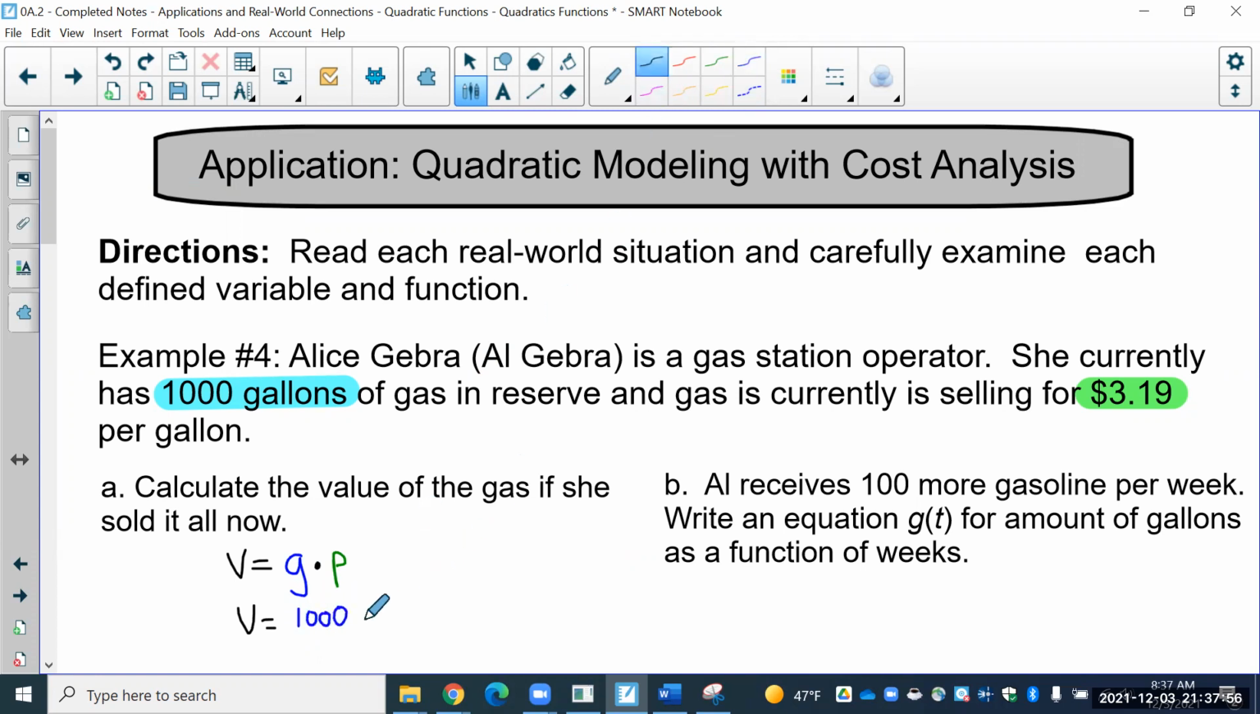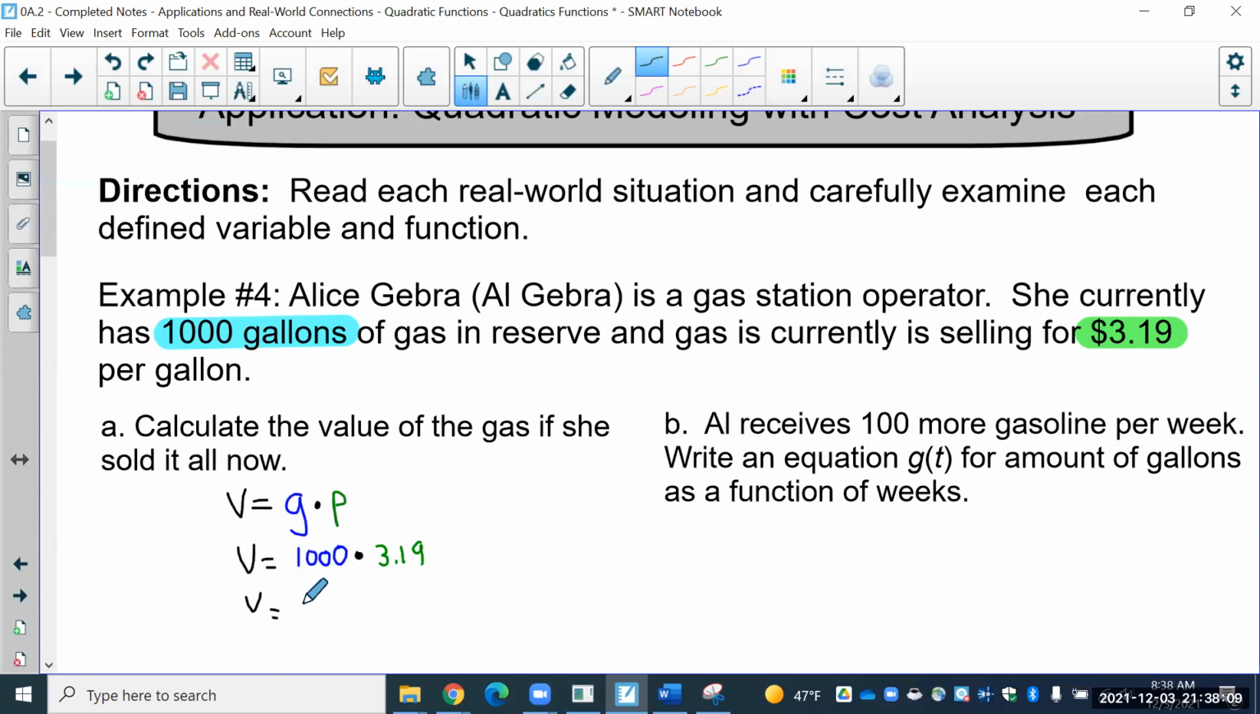Now, I do this in the problem not because we need to worry about 7th grade anymore, but because it will really help you understand how your previous knowledge of math makes your new learning make more sense. So if I sold this right now, we would have $3,190.